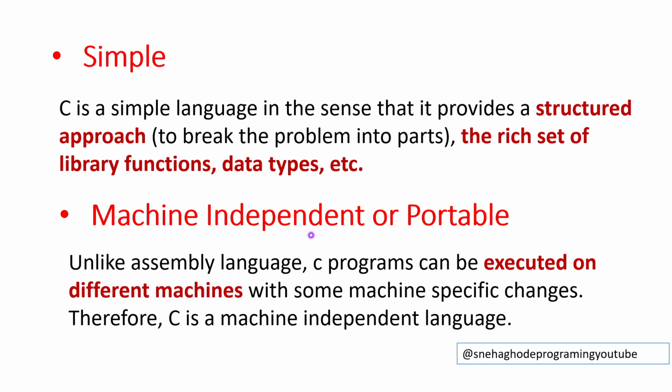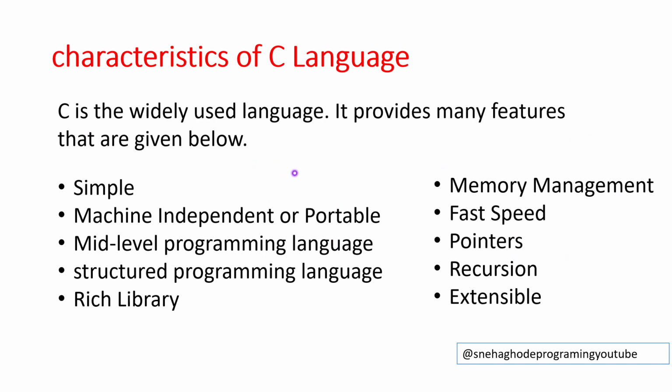Then after that, machine independent or portable. So unlike assembly language, a C program can be executed on different machines with some machine specific changes. Therefore C is called a machine independent language.